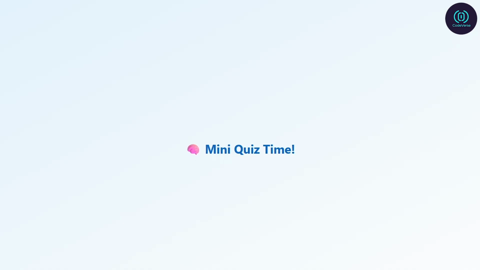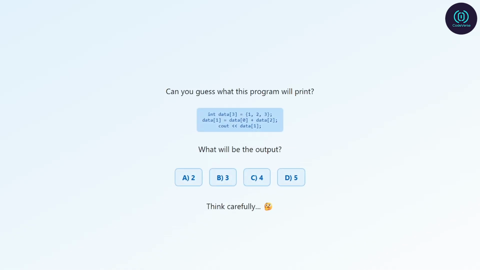Time for a quick quiz to check your understanding. Here's a question, and you have a few seconds to guess the right answer. int data[3] = {1, 2, 3}; data[1] = data[0] + data[2]; cout << data[1]; What will this program print? Is it A, 2, B, 3, C, 4, D, 5? Take a moment to think.